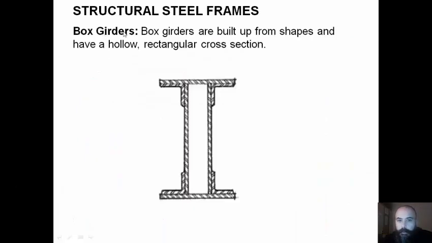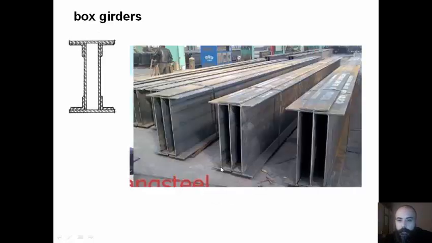There can be box girders. Box girders are built up from shapes and have a hollow rectangular cross section, like these ones.